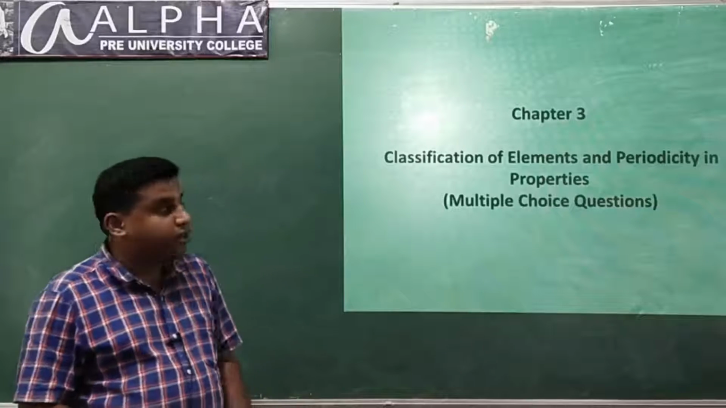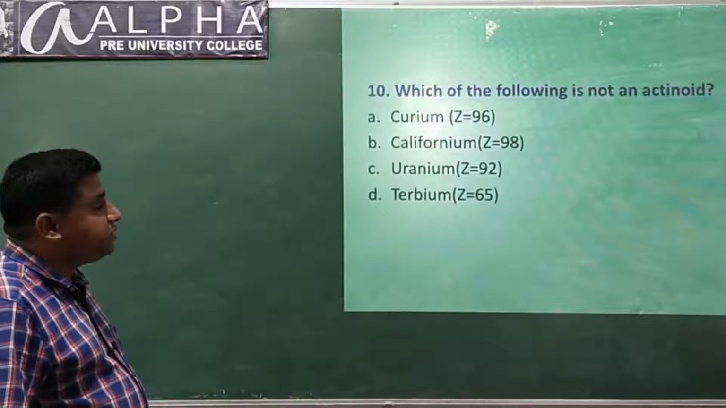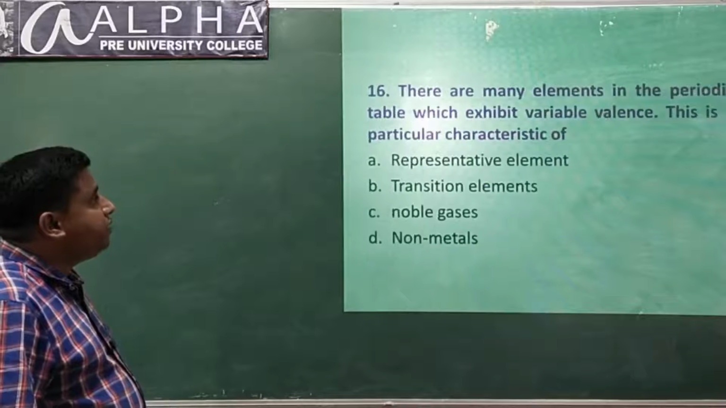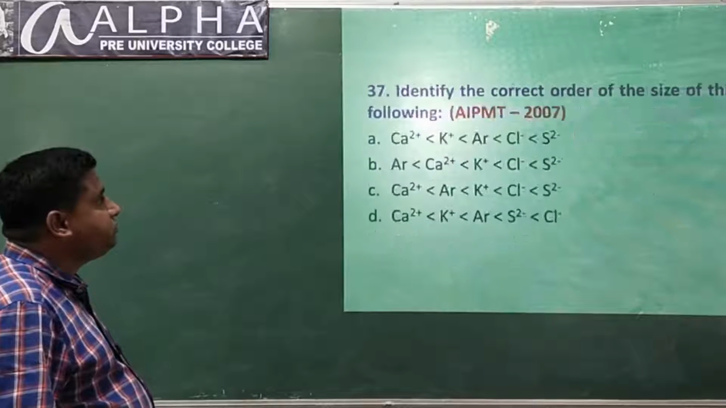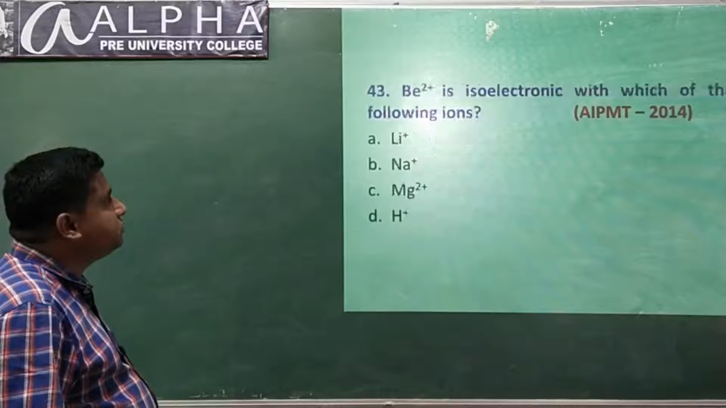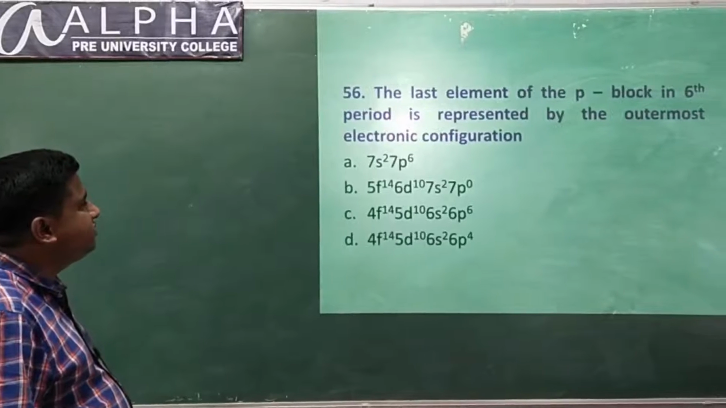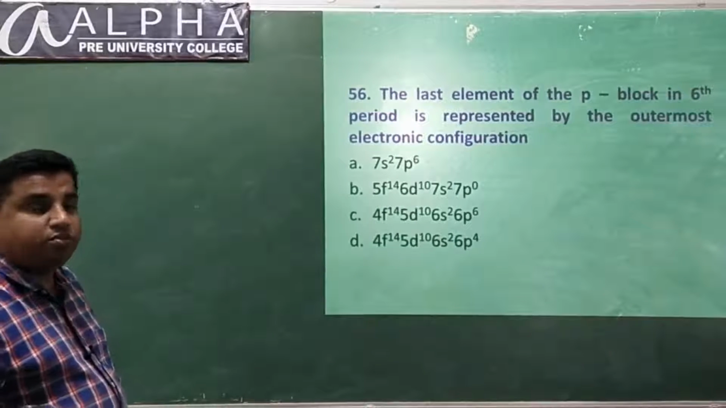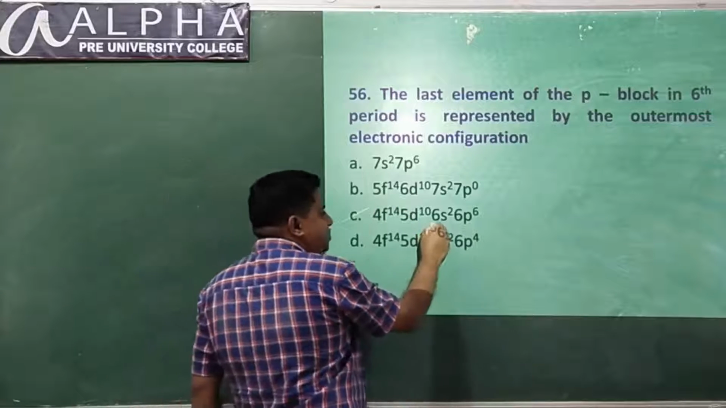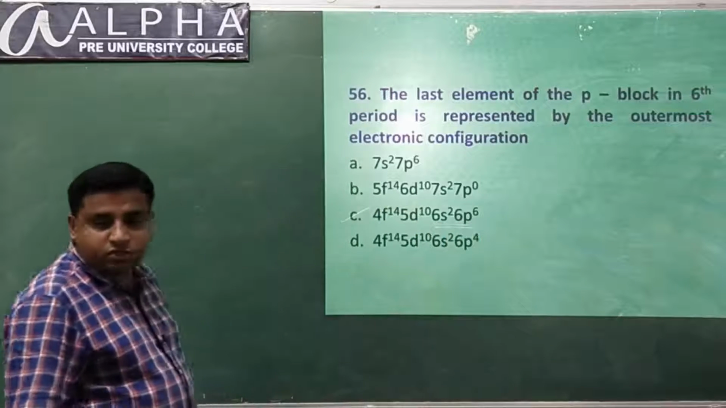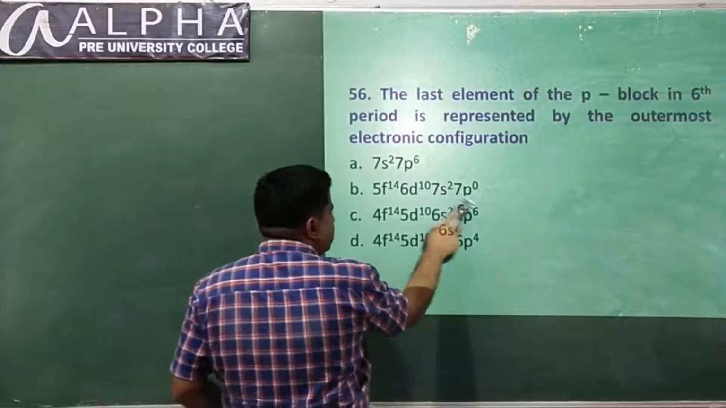Yes, so I think in the previous video we have solved problems up to 56, I guess. This was the last problem in the previous video, and the answer for this was option C, 6s2 6p6. Now let us continue with the next question.